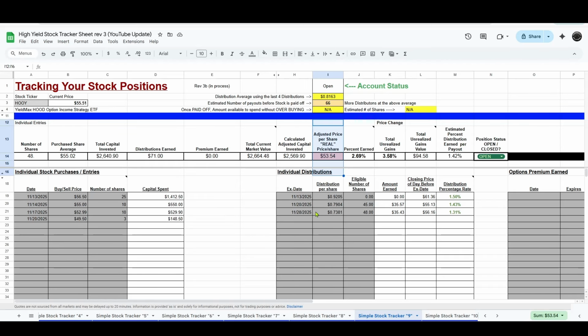And that's how I'm playing these high yield ETFs. I definitely play more on the defense.